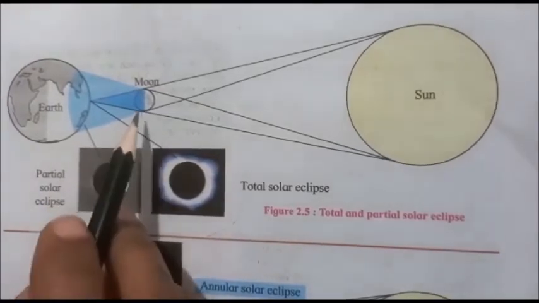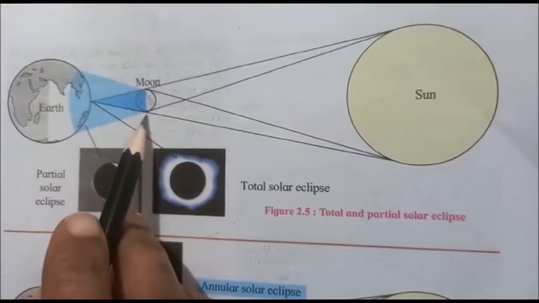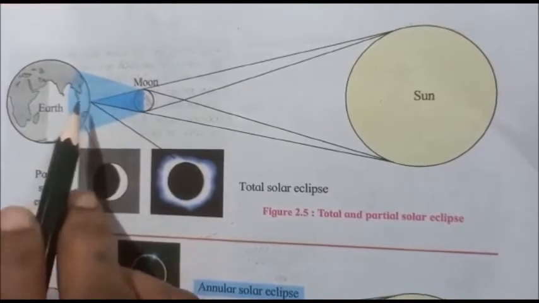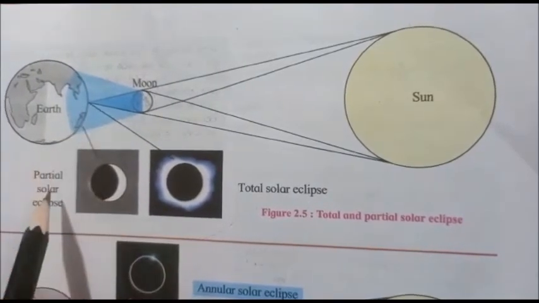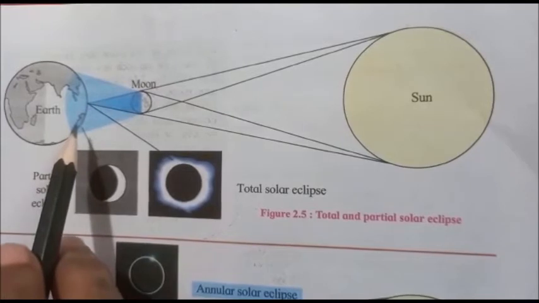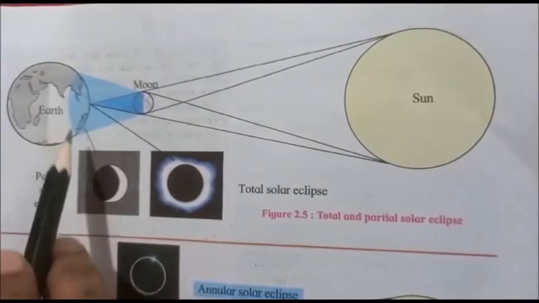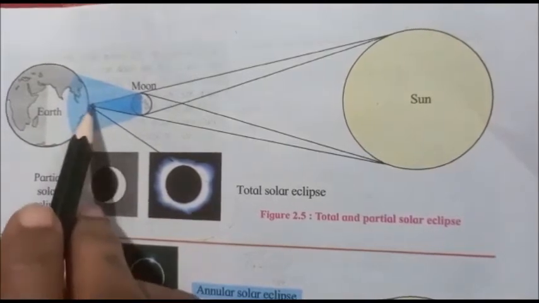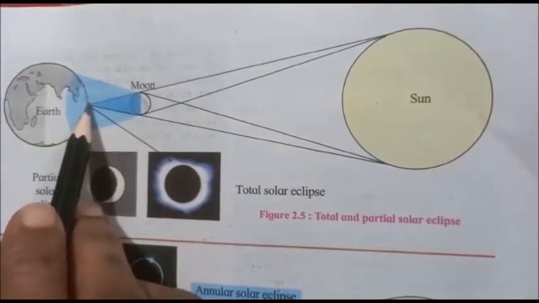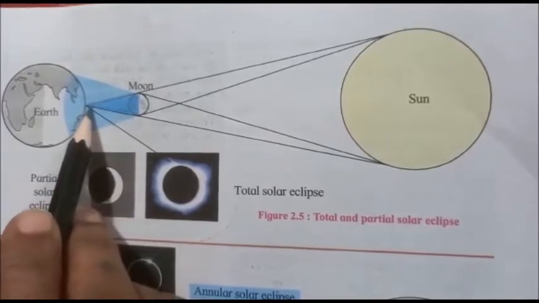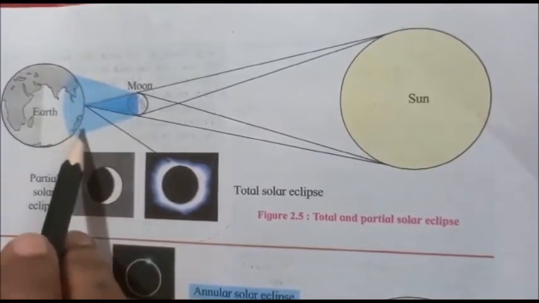If the moon is between the sun and the earth, the shadow of the moon falls on the earth. The place on the earth where the moon's shadow falls experiences a solar eclipse. This shadow is of two types. The central portion of the shadow is darker. You can see the dark shadow here.